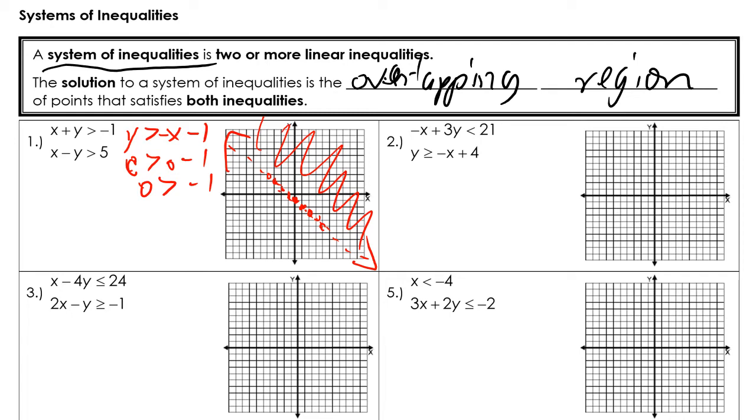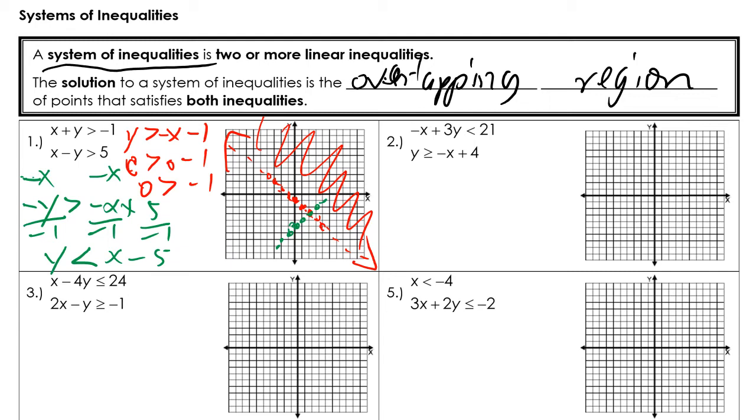Now I need to get a different color. Isolate y again, subtract x from both sides. I get negative y is greater than negative x plus 5. Divide everything by negative 1. Get y is less than x minus 5. All right, let's see. Y-intercept is negative 5. 1, 2, 3, 4, 5. Is that 5? Slope is 1. Having trouble seeing what I'm doing here.